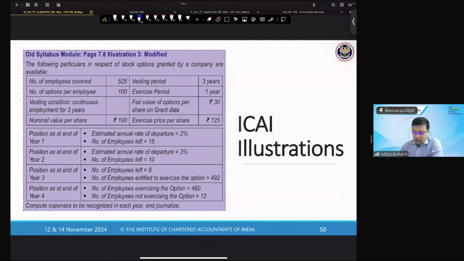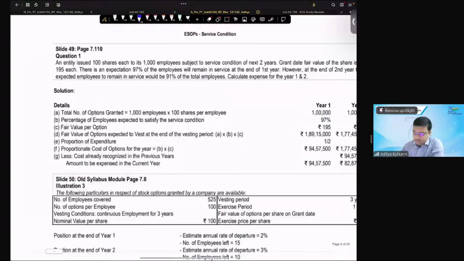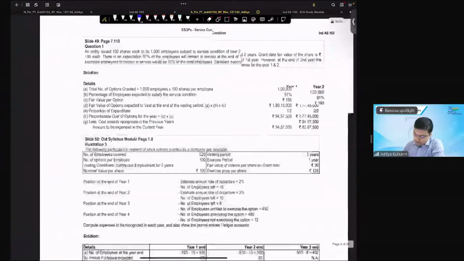The following particulars in respect of stock options granted by a company are available. Total employees covered 525. Number of options per employee 100. Okay, I will read it from here. Let's read it from here.